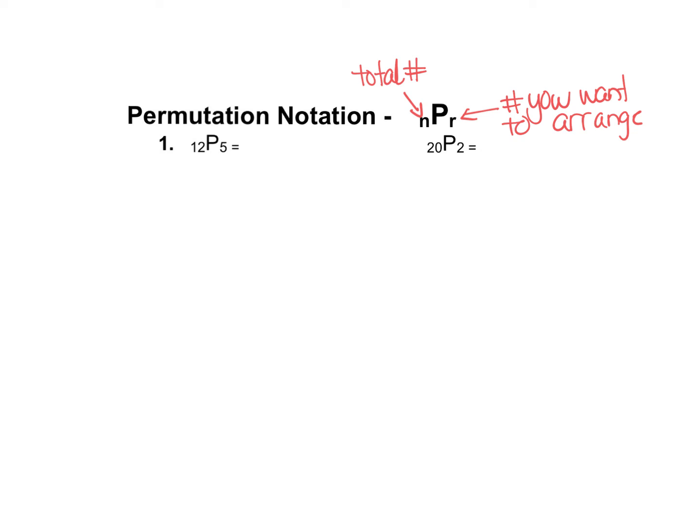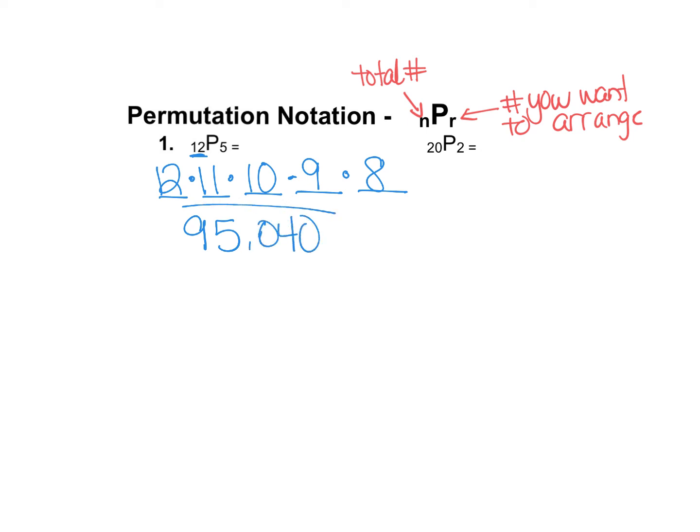All right, so we have the permutation here, and this number means that I've got 12 numbers, and I want to arrange them 5 different ways. So starting with our 12, I'm going to have the 12, the 11, 10, 9, and 8. I'm going to multiply all these together, and I'll end up getting 95,040 when I multiply them all together.